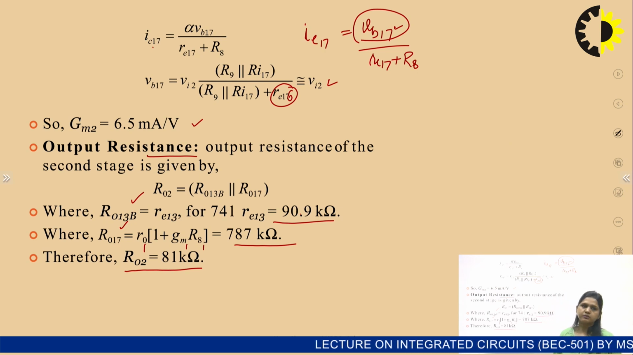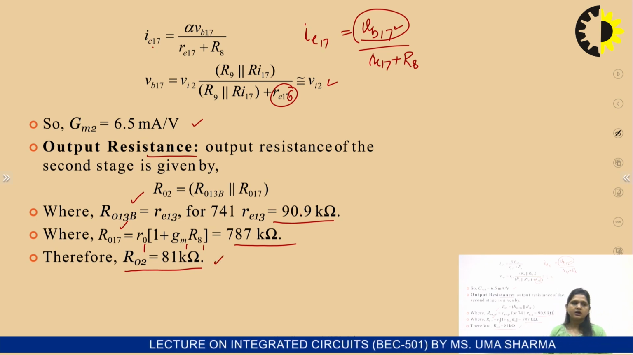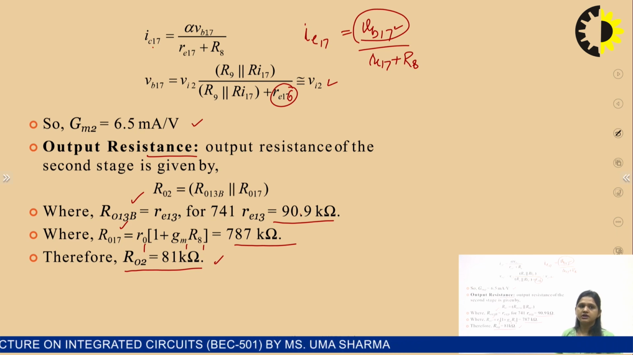So the input impedance is in the range of mega ohms and the output impedance is in the range of kilo ohms. So this is the complete analysis of the second stage. This is how we can calculate input impedance, output impedance and the gain, which is transconductance.